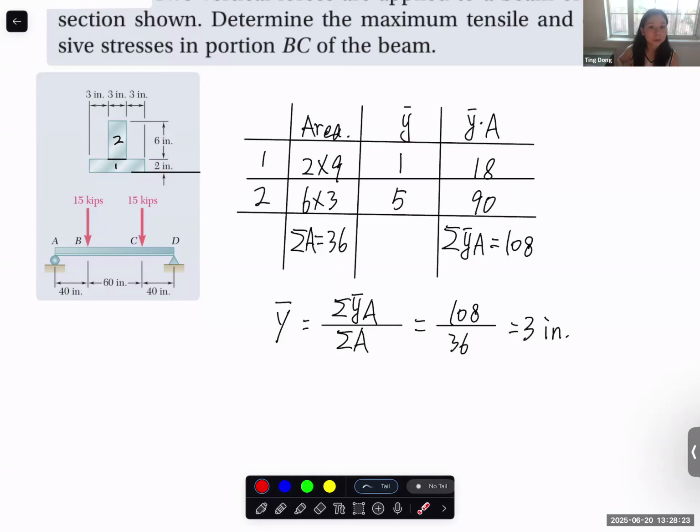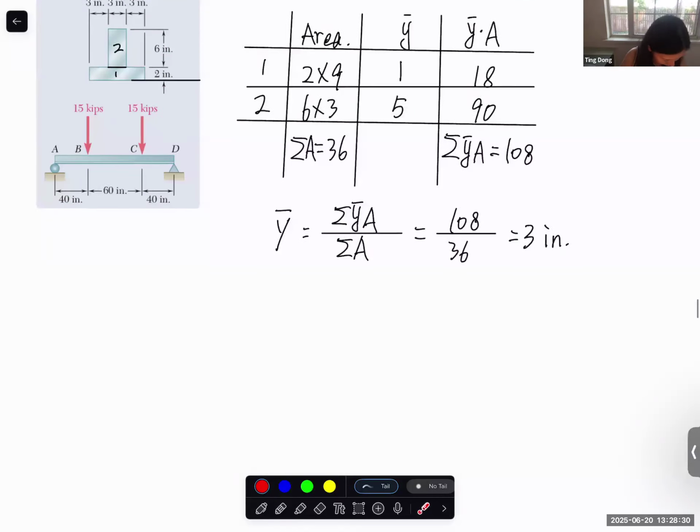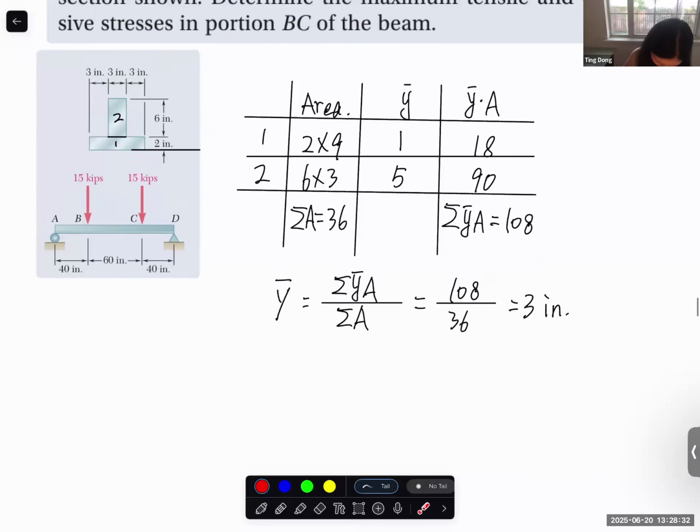Okay, you're welcome. So now we have the neutral surface of the entire cross section. Let's put it in a graph.